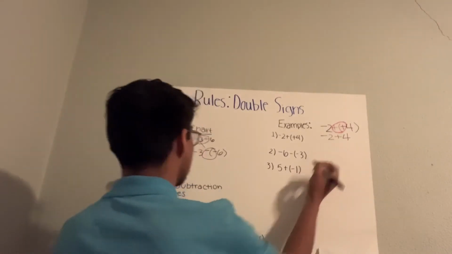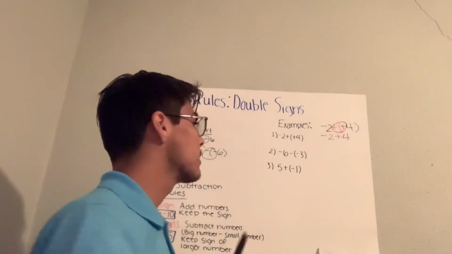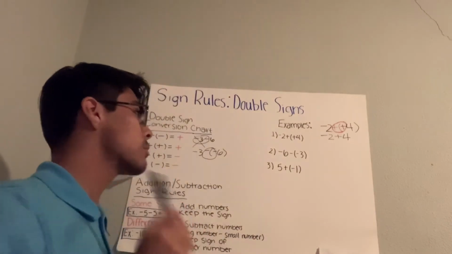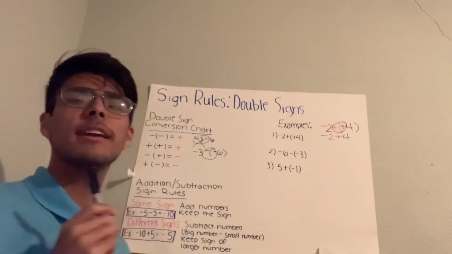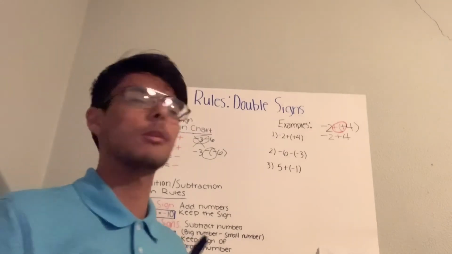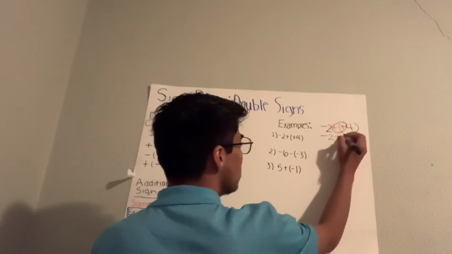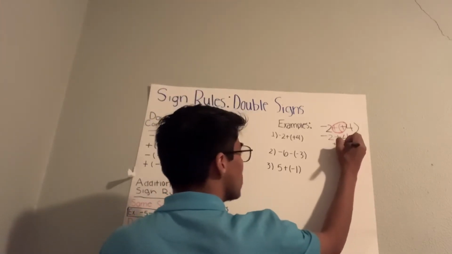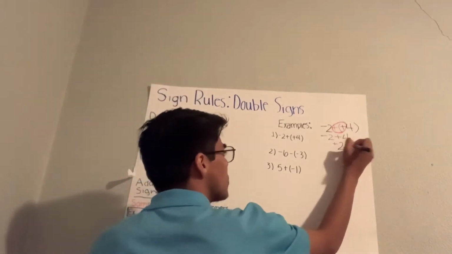So, which is these right here. Since it has different signs, we're going to subtract the smaller number from the bigger number and then keep the sign of the larger number. So the answer to this is going to be positive 2. And then it's going to equal 2.